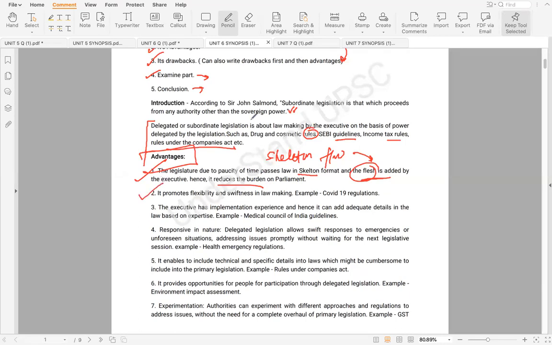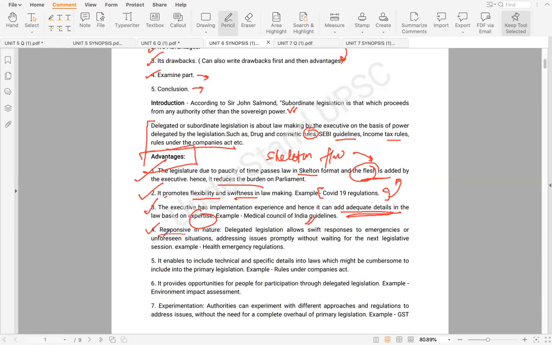Second, it promotes flexibility and swiftness in lawmaking. For example, you had COVID-19 regulations directly by the executive. Third, the executive has implementation experience and hence it can add adequate details in the law based on expertise. So the expertise role comes into play. Intricate details of administration can only be known to the administrators, which is the bureaucracy. So when you delegate it down, they are better people to add it. For example, the Medical Council of India guidelines.